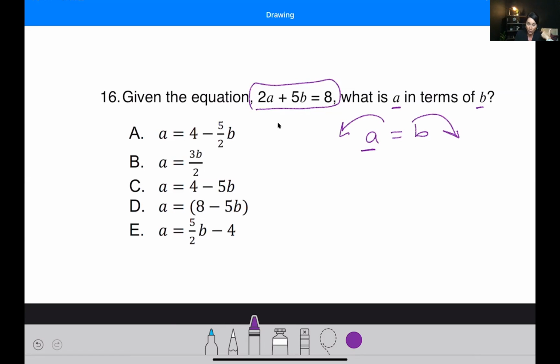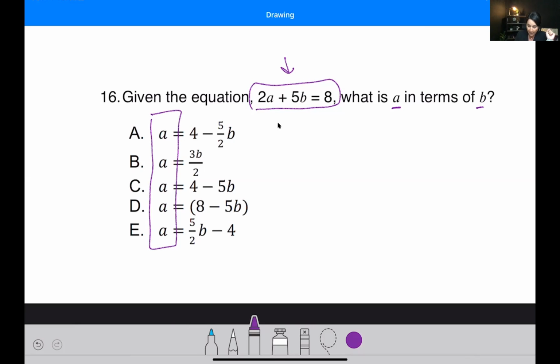That's what we want. Currently, they're both on the same side of the equal sign, so I cannot figure out what A is in terms of B. So what I want to do is isolate the A and get the B over to the other side. I also want to take a look at my answer choices. Notice that they're all in A equals. That means that my equation has to isolate the A. The A has to be on its own, all right?